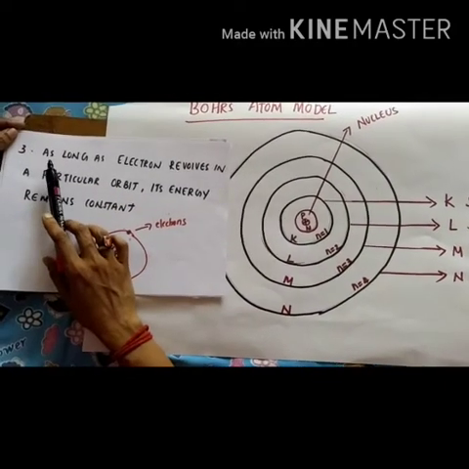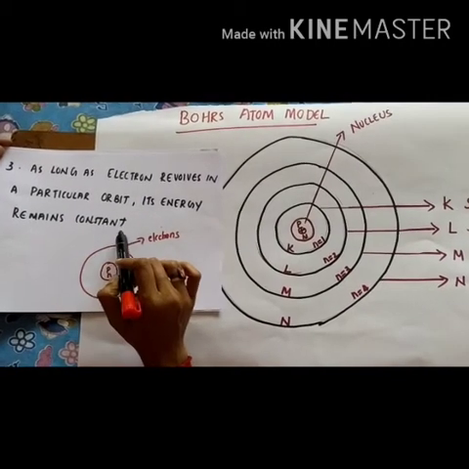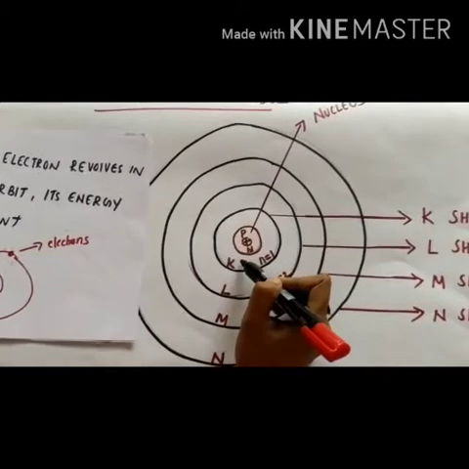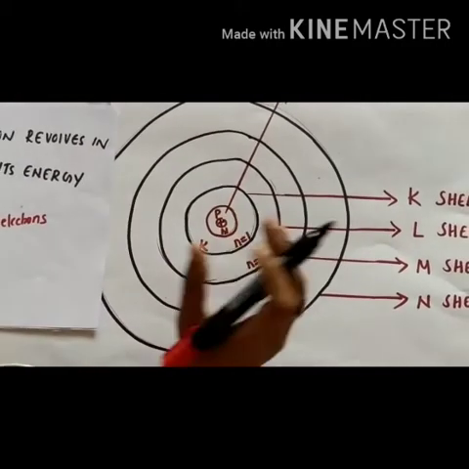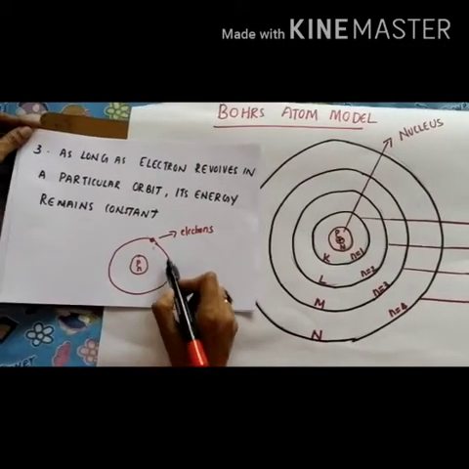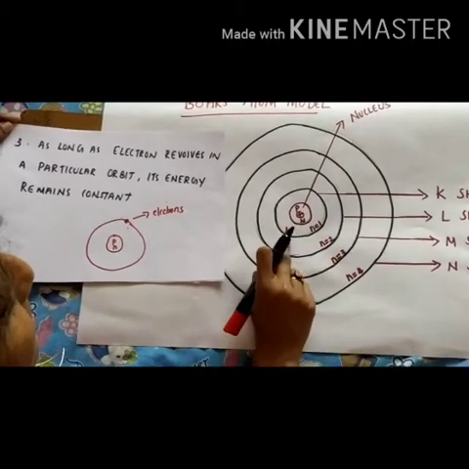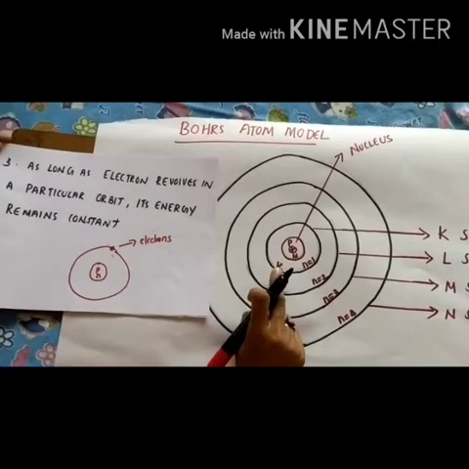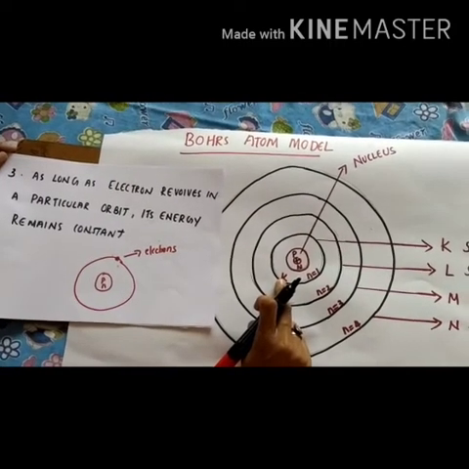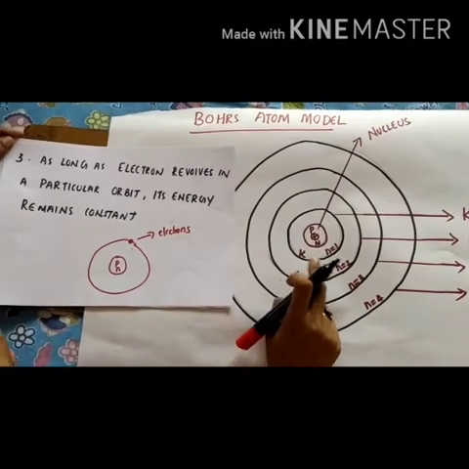The third point: as long as an electron revolves in a particular orbit, its energy remains constant. That means when the electron remains in this orbit, it does not lose or gain energy. If this is the nucleus and electrons are revolving around the nucleus in a shell, and an electron is present in the first shell, the K shell, that K shell has a particular energy. When the electron remains in this K shell, it does not lose or gain energy.